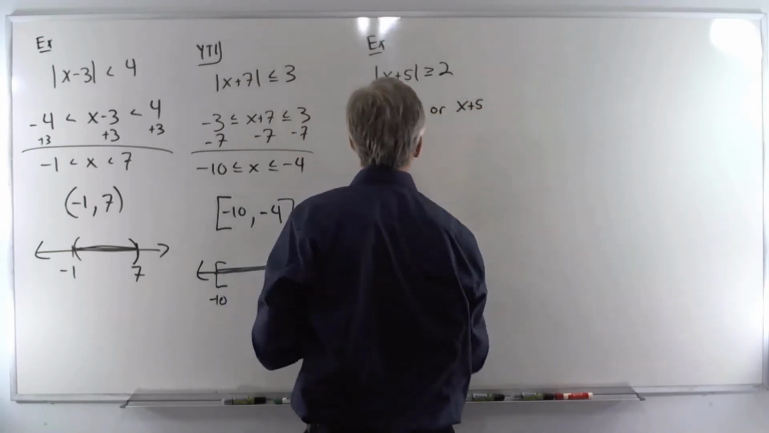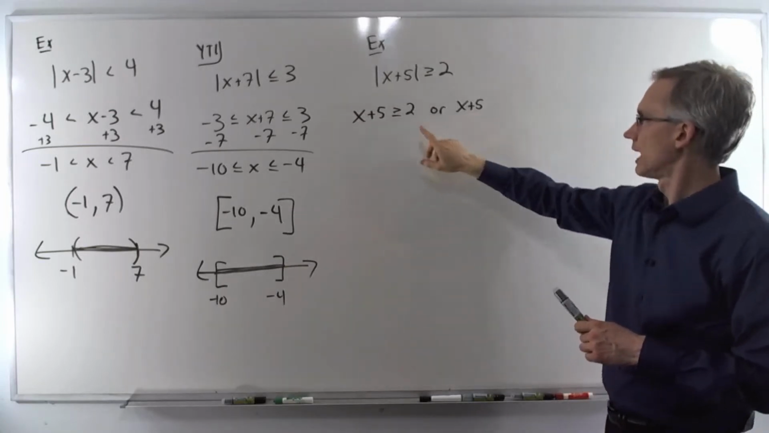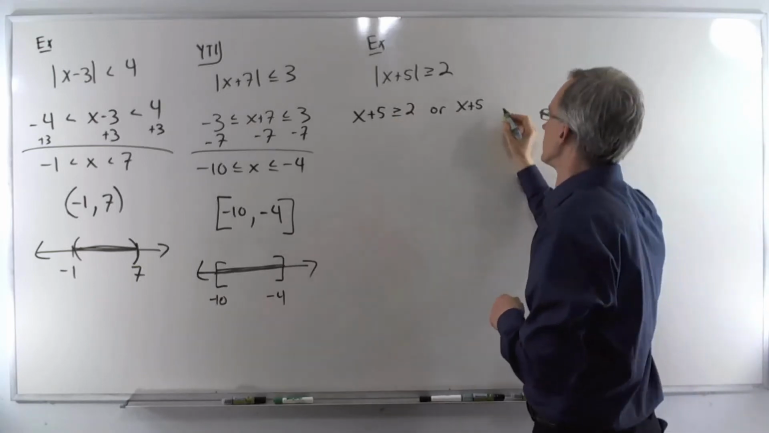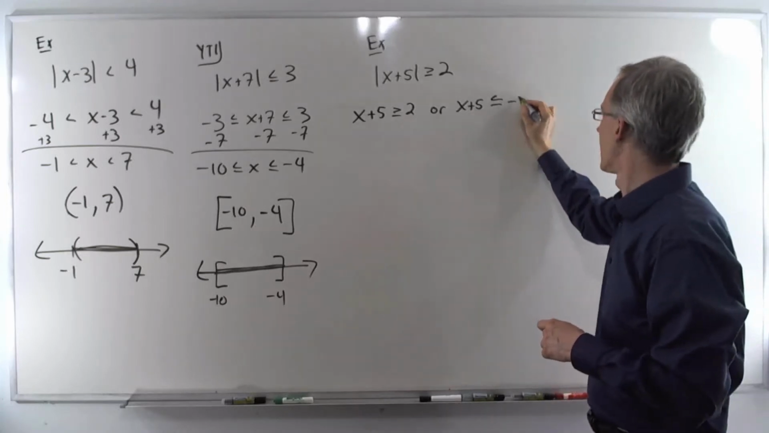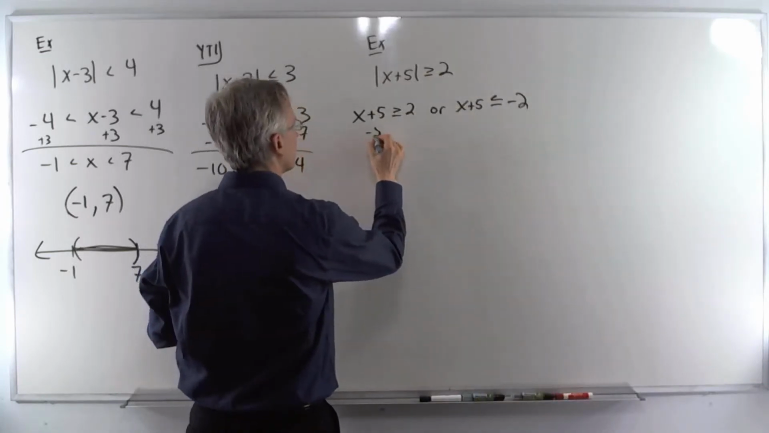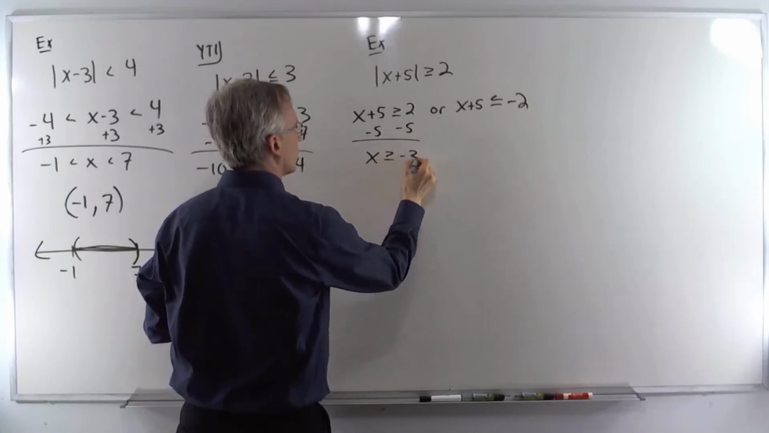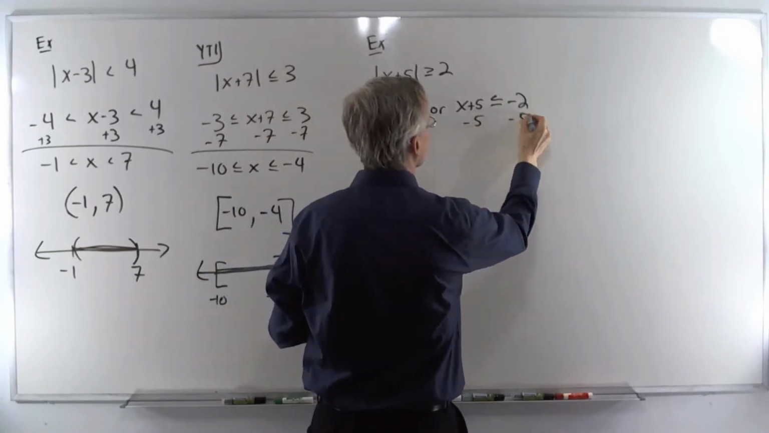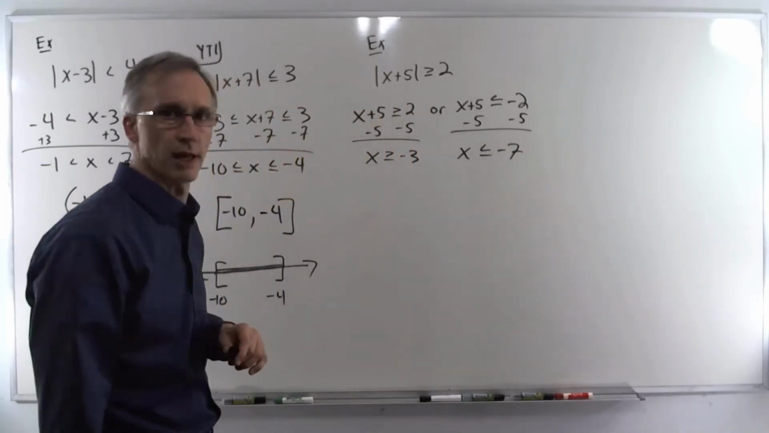x plus 5. And here's where we have to be careful. Now, when doing the second one, we have to do two things. We have to switch the direction of the inequality, so it becomes less than or equal to. And then make the value the opposite. Turn it into negative 2. And now we can solve. So we've got x greater than or equal to negative 3, and x is less than or equal to negative 7.